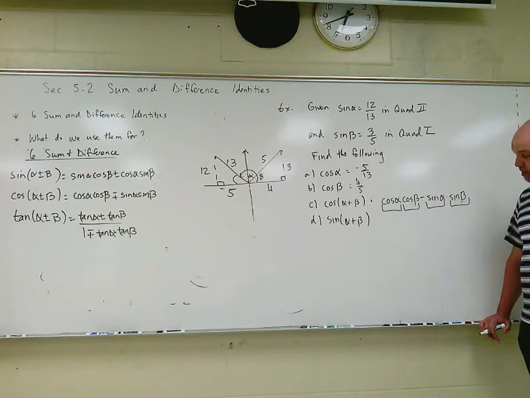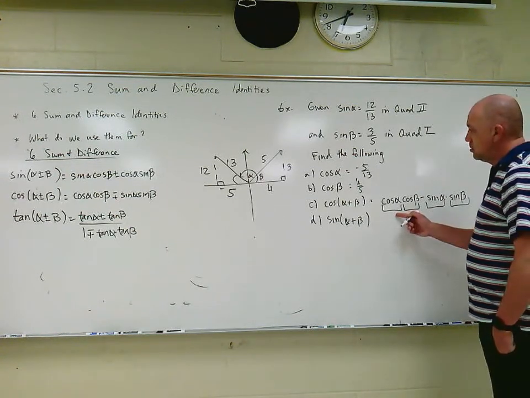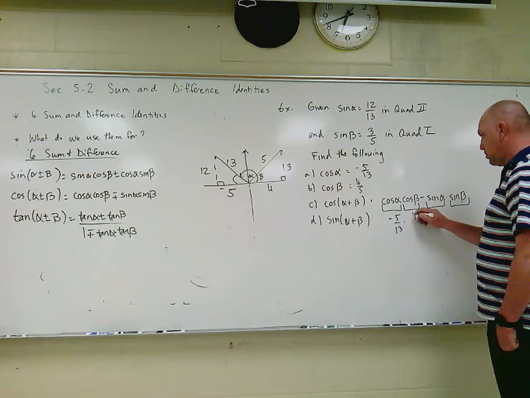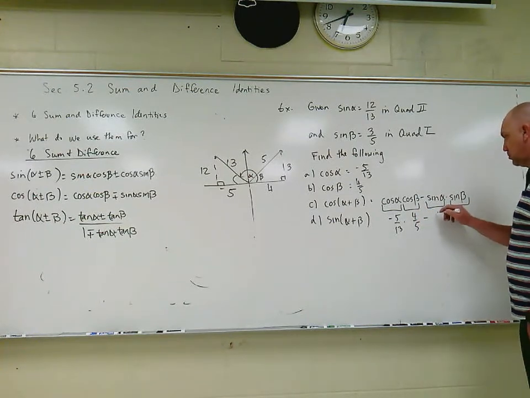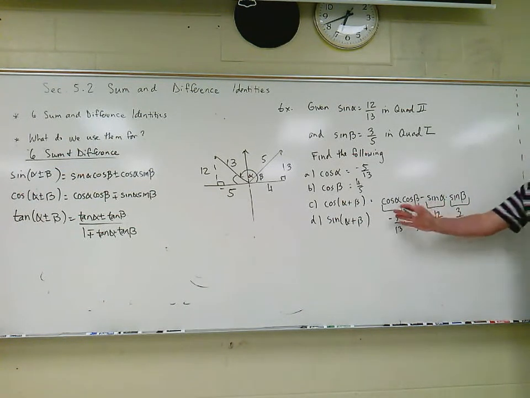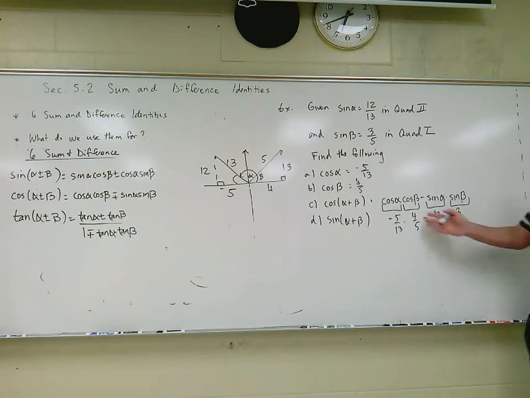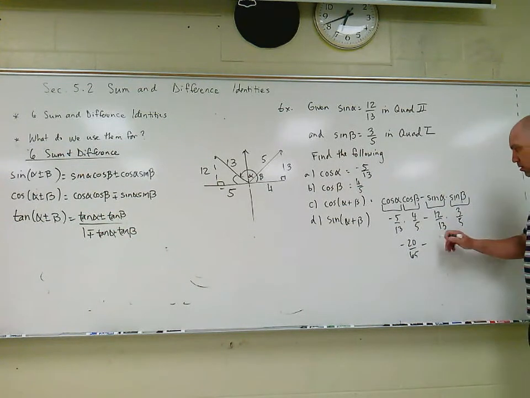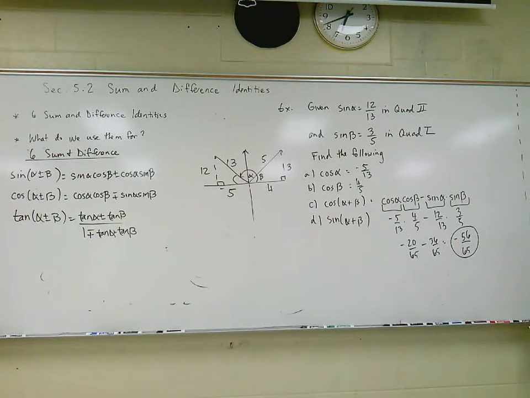All right. Can somebody tell me what to plug in? What goes here? Times what goes for beta. All right. Minus what goes for sine alpha times sine beta? What goes there? All right. Now just don't mess up on your minus signs and don't mess up on your multiplication. So when I multiply the first two fractions, what do I get? Negative 20 over 65, minus, this becomes what? 36 over 65. That's right. That's the answer.